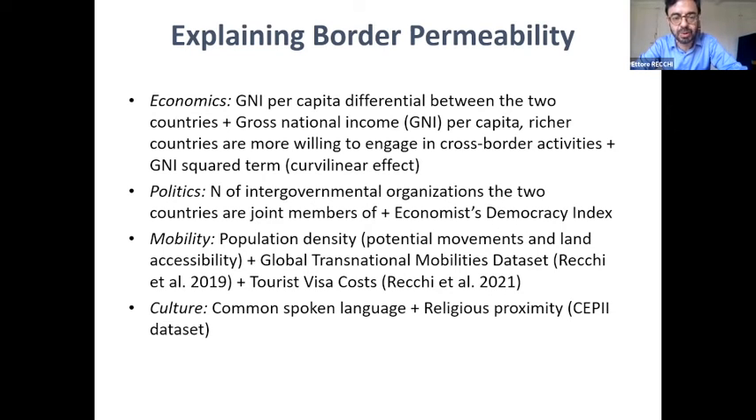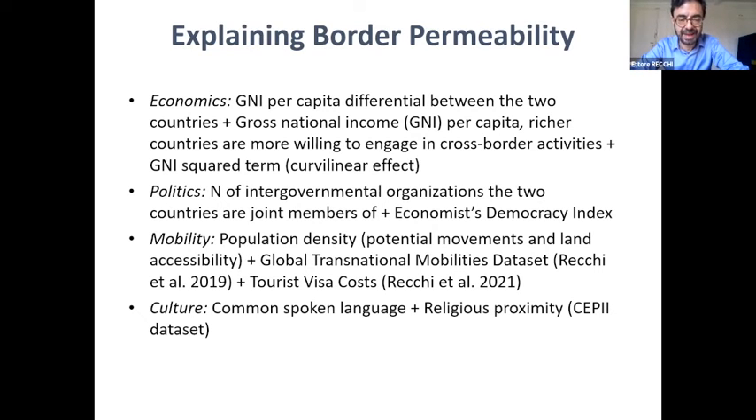We also introduce a square term to check for curvilinear effects, and anticipate that curvilinear effects are quite substantial. Then we take into account political factors. How many intergovernmental organizations are the two countries joint members of? We expect that if they cooperate in the same supranational organizations, the two countries should have more open borders. And we also check for the Economist Democracy Index.